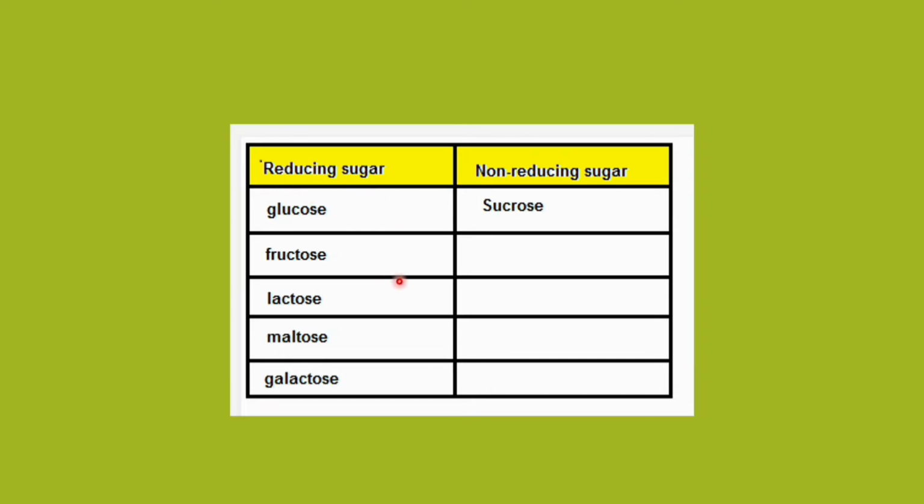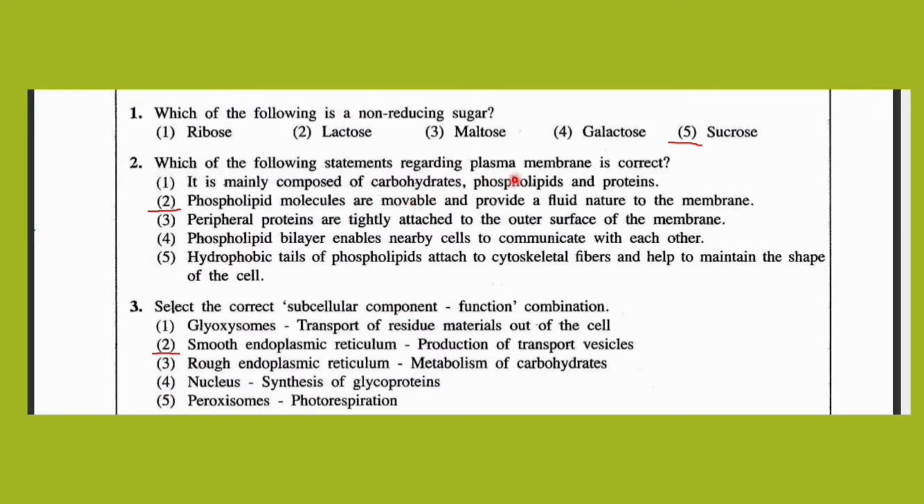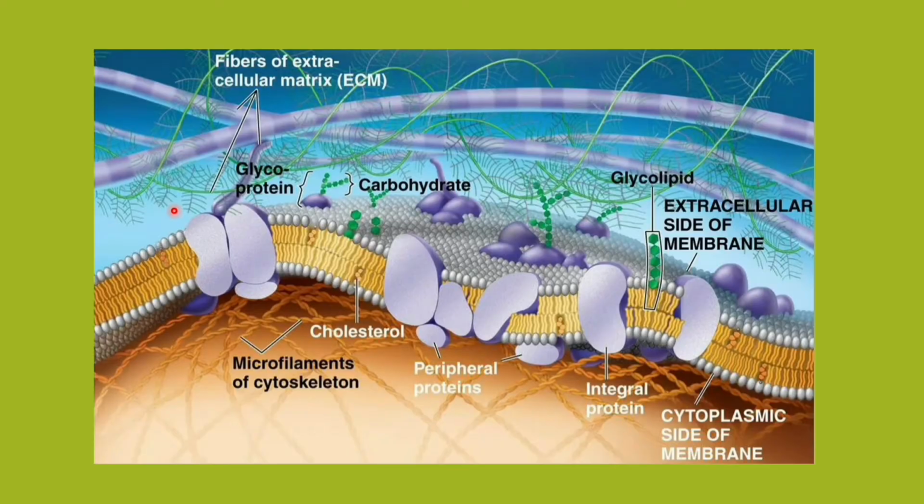The second question, which of the following statements regarding the plasma membrane is correct? The answer is the second one. Second one says phospholipid molecules are movable and provide a fluid nature to the membrane. That is correct. So these are the phospholipid molecules. They have the head and the tail and they are movable, and because of that they give fluidity to this membrane. So we know the structure of the plasma membrane is called the fluid mosaic model, and the fluidity is because of these phospholipid molecules. Mosaic nature is because of the embedded proteins.